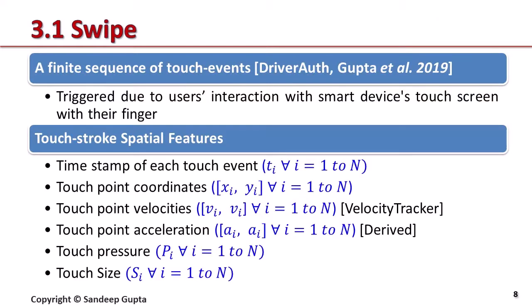Swipe can be defined as a finite sequence of touch events that occur as a result of users' interaction on a smart device's touchscreen with their finger. Here, spatial features for each touch that can be acquired are the timestamp of the touch event, x and y coordinates, velocity and acceleration of the touch points. You can calculate acceleration for each touch point mathematically from velocity data. The touch pressure of each touch point indicates how hard the finger was pressed on the screen, and size of each touch area. Most smart devices provide APIs to get touch coordinates, velocity and pressure data for each touch point.